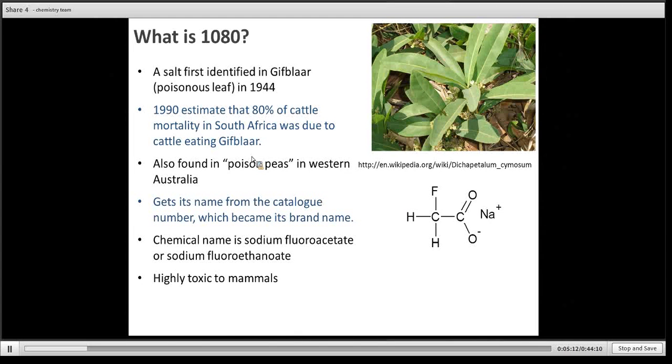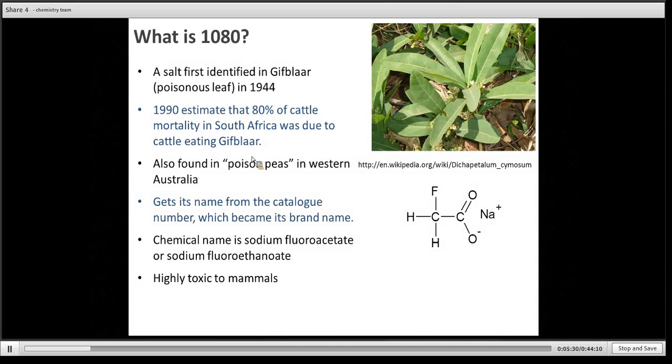And it was estimated that 80% of all cattle mortality, that obviously wasn't being slaughtered by humans for meat, was because of the cattle eating this Giftblaar. Animals native to the area don't have the same effect.